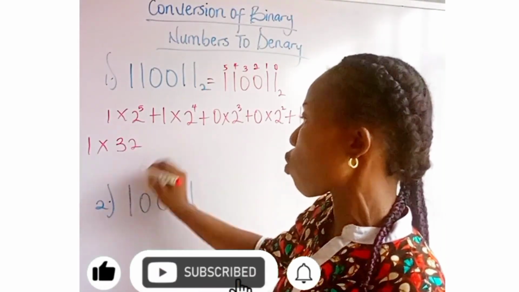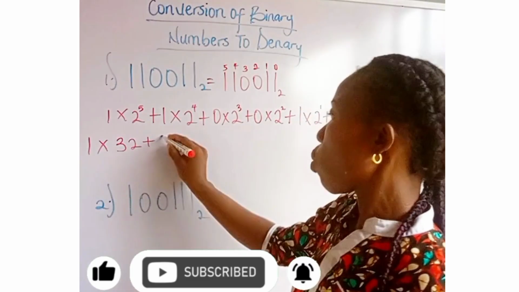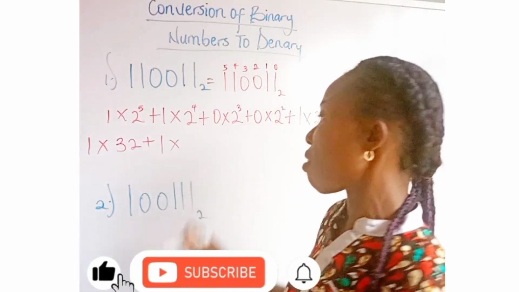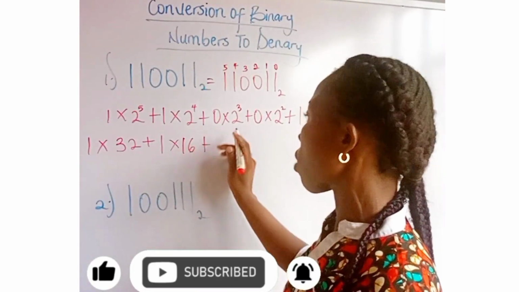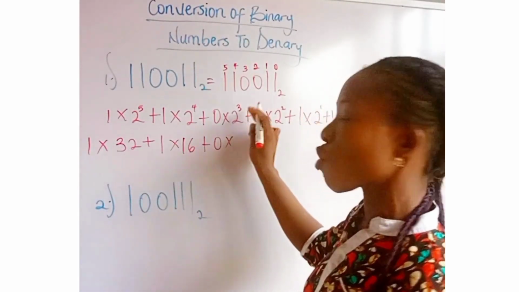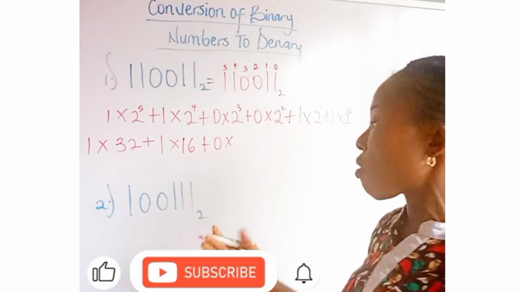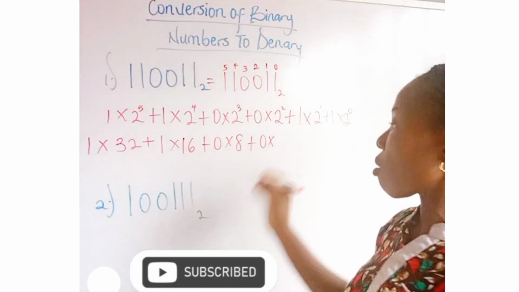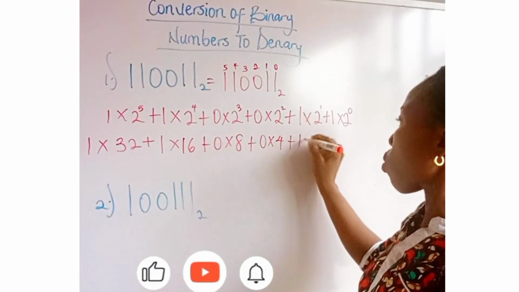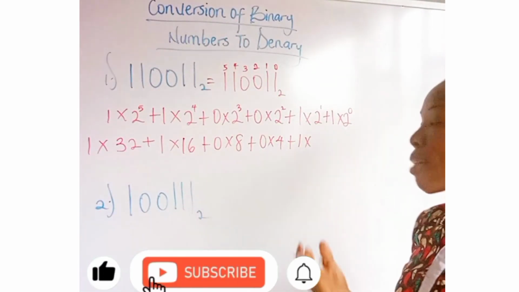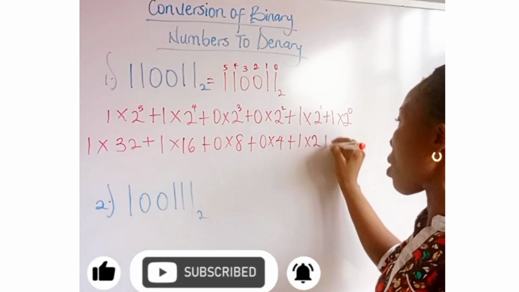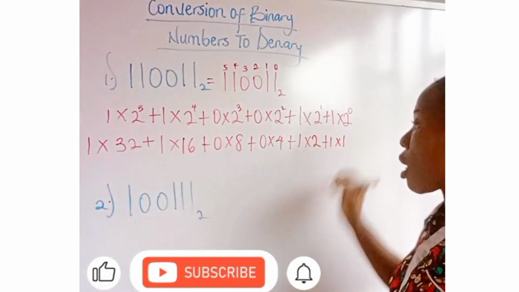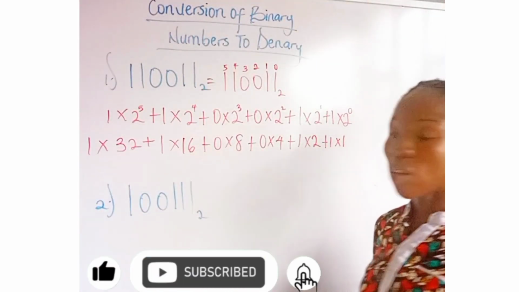So we have 32 plus 1 times 2 raised to power 4, 2 in 4 places, that's 16, plus 0 times 2 raised to power 3, 2 in 3 places, that is 8. Plus 0 times 2 in 2 places, that is 4. Plus 1 times 2 raised to power 1. Anything raised to power 1 is that number. And 1 times 2 raised to power 0 is 1. We are done with the second step, so we go to the next step.